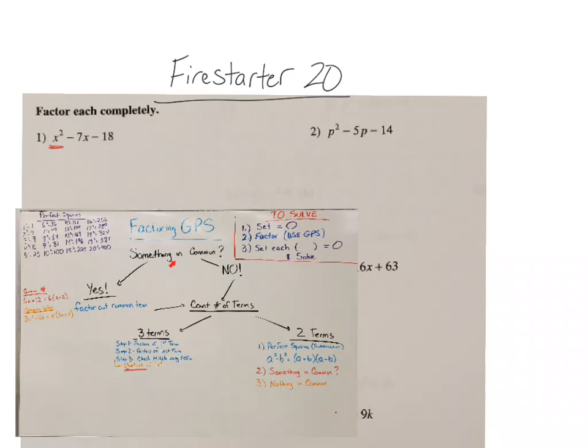So remember, I'm always going to follow this. I'm always going to start looking for something in common. So I look at this, there is nothing in common. That's why I say no, right? So like this GPS is just turn-by-turn directions. So like no, there's nothing in common, and I count the number of terms. 1 term, 2 terms, 3 terms. So now I have to do step 1.